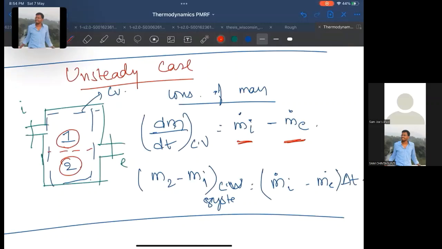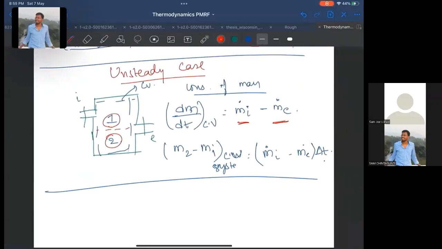So whenever you have to find the initial and final properties of the system, we use the subscripts 1 and 2, and i and e are given to the properties of incoming fluid and outgoing fluid respectively. So dm by dt of the control volume is equal to m dot i minus m dot e. That is, m2 minus m1 is equal to (m dot i minus m dot e) into delta t. So this is one important way.